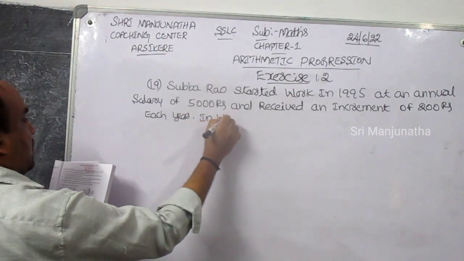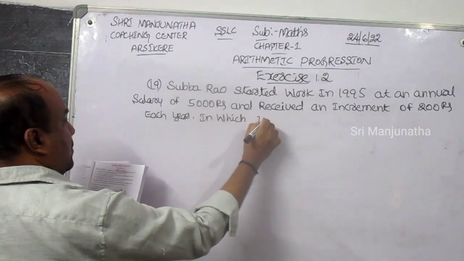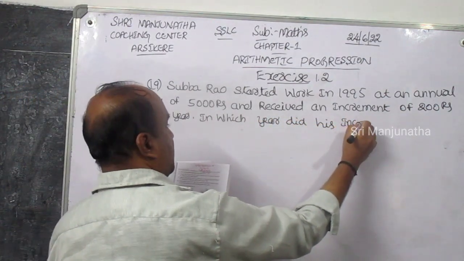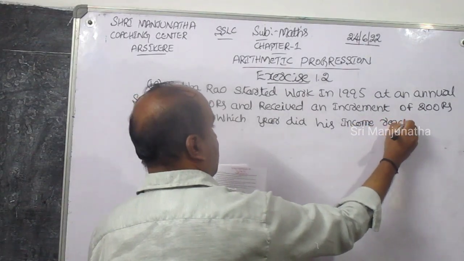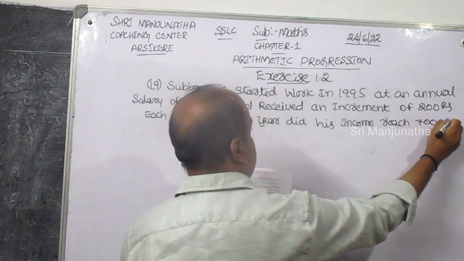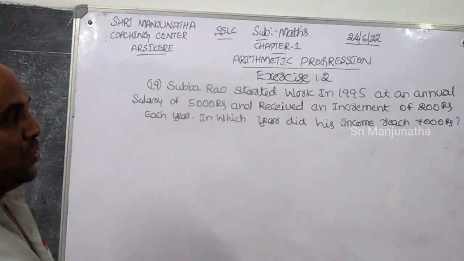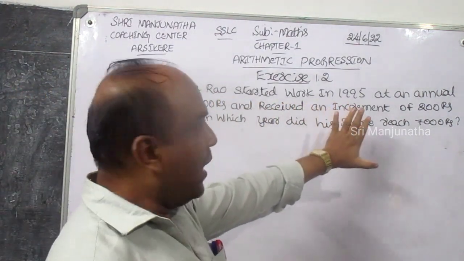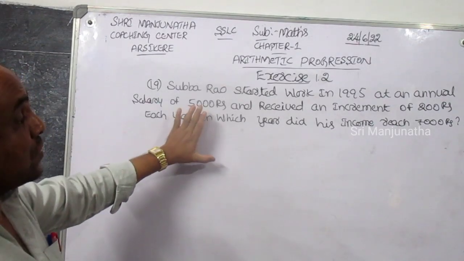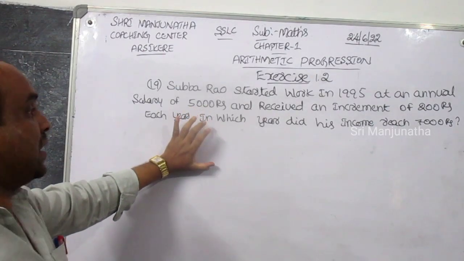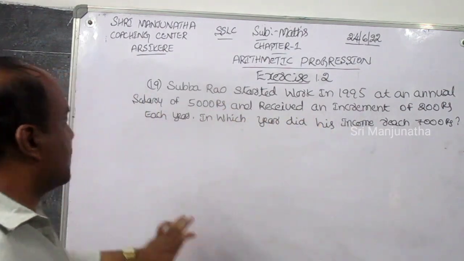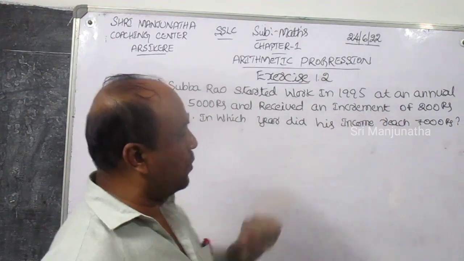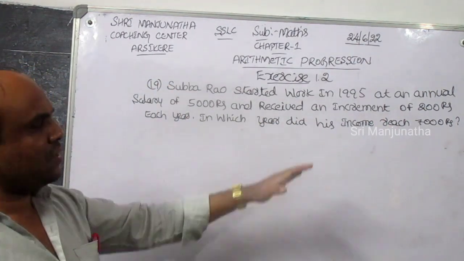In which year did his income reach 7,000 rupees? Okay, I have to read the problem. Subbarao, one of the persons, started work in 1985 at an annual salary of 5,000 rupees. It is an annual salary and he received an increment of 200 rupees each year. Every year the salary is increased by how much? 200 rupees. In which year did his income reach 7,000 rupees?